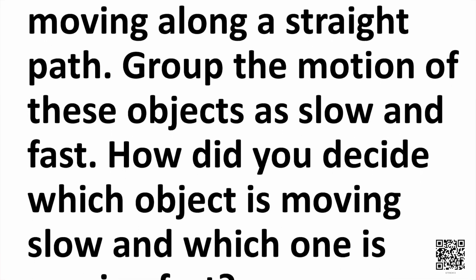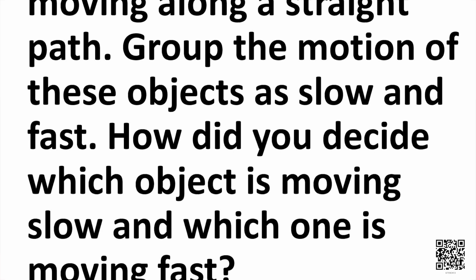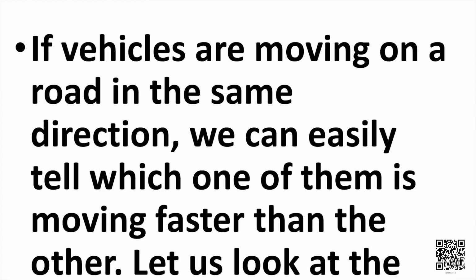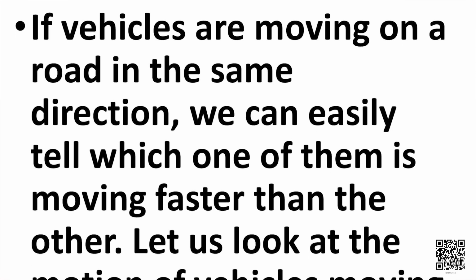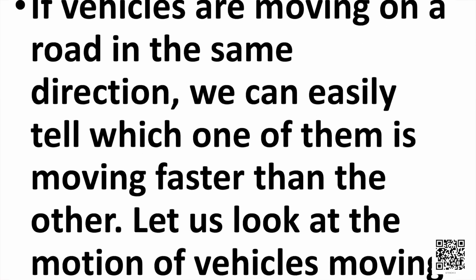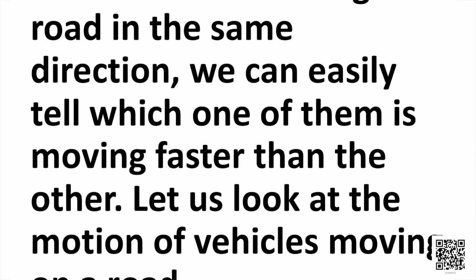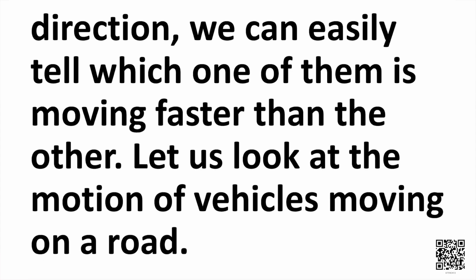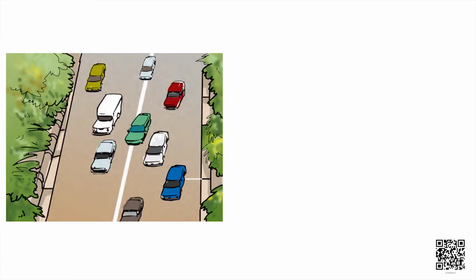Now students, think that how will you decide which object is moving slow and which one is moving fast? For example, if vehicles are moving on a road in the same direction, we can easily tell which one of them is moving faster than the other. Now let us look at the motion of vehicles moving on a road and perform this activity, that is activity 13.1. Looking at figure 13.1, it shows the position of some vehicles moving on a road in the same direction at some instant of time.